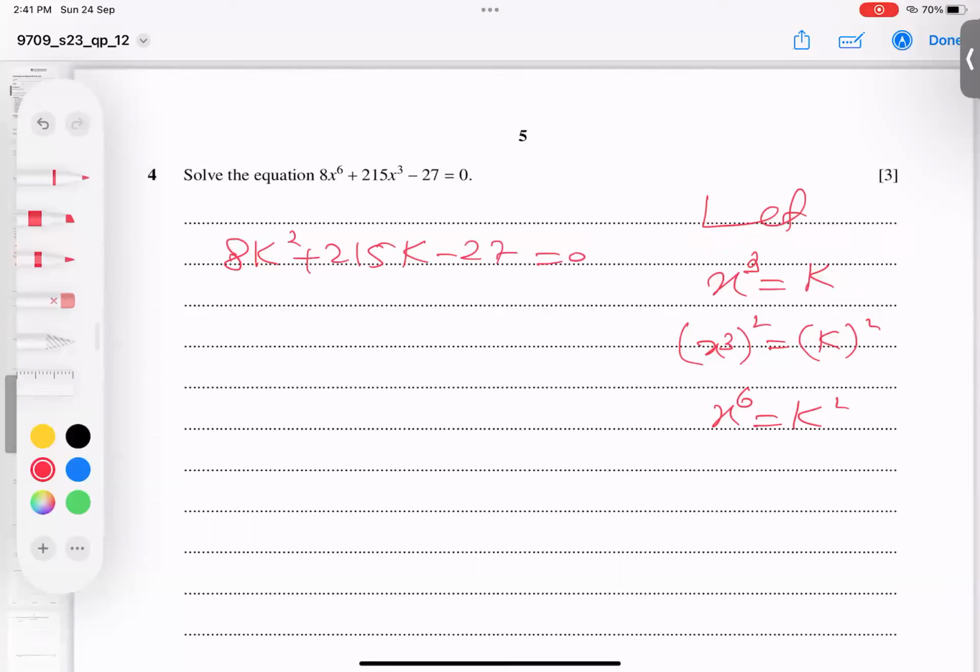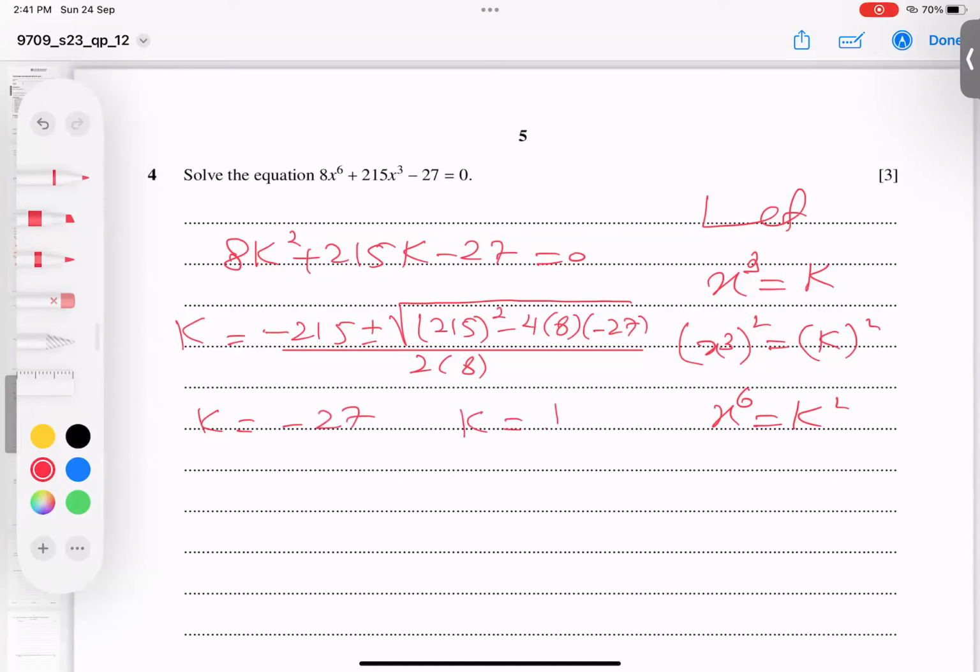Okay, I have two options, either the quadratic formula or factorization. So I think I will go for the quadratic formula: negative b plus and minus the square root of b square minus 4ac, by 2a. And when I apply the formula, I'm getting two answers. I'm saving my time. For the k answers, if I check in the calculator, it is coming negative 27 and 1 over 8. Is it game over? No.